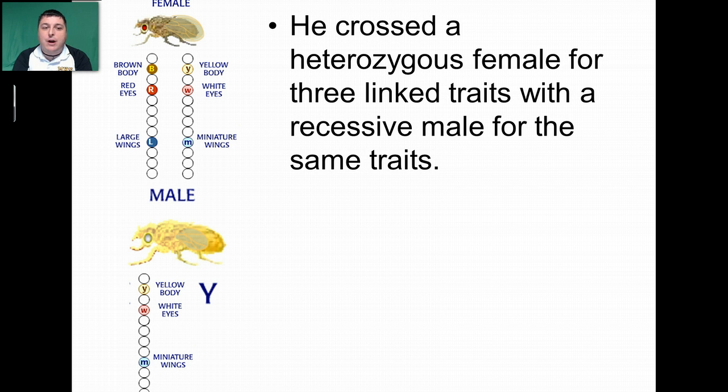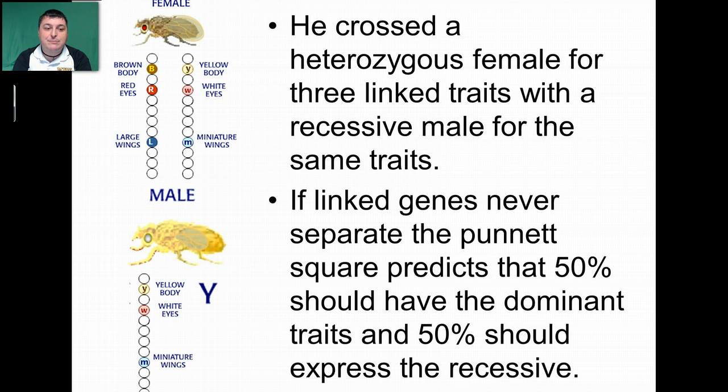What he did is he crossed a heterozygous female for 3 linked traits with a recessive male for the same traits. So the female is heterozygous for brown body, red eyes, and large wings. The male, because it's X-linked traits, has the yellow body, the white eyes, and the miniature wings.